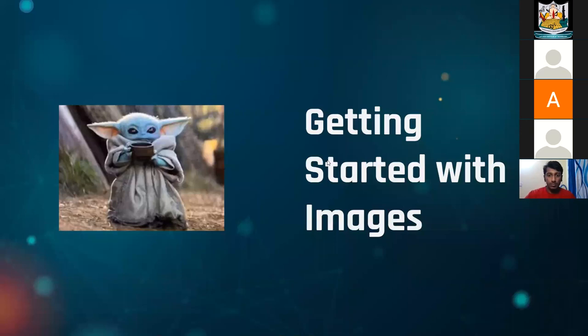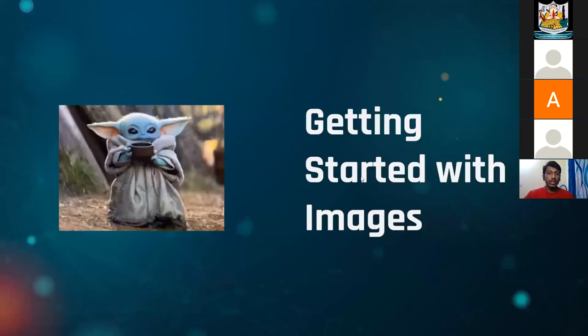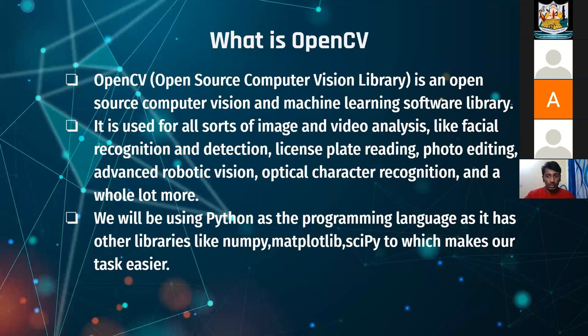Okay. Right. So once again, as you saw, it's a library that deals with images. It has a lot of different applications. Like you can do facial recognition, license reading, you can edit photos using that, you can do optical character recognition. What does that mean? You can take the photo of the text and find what is the text in that.